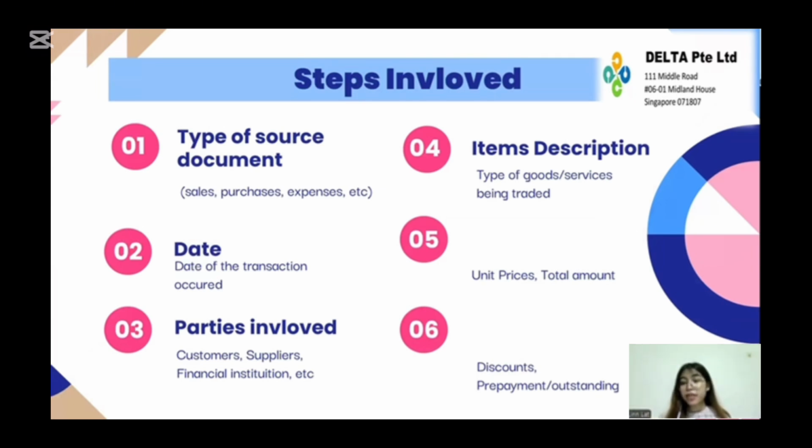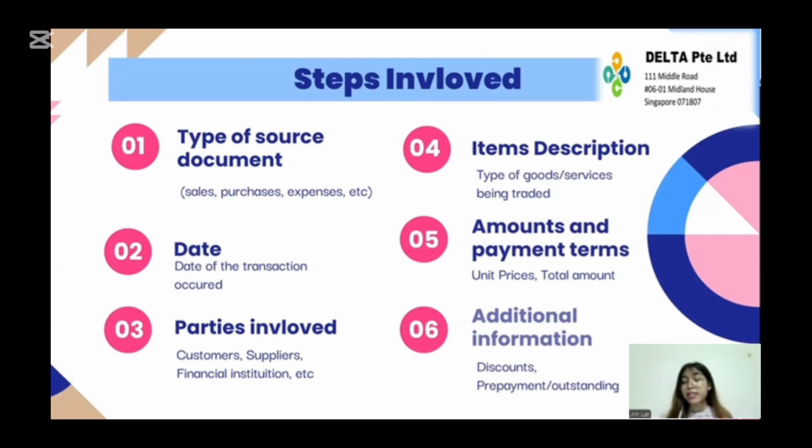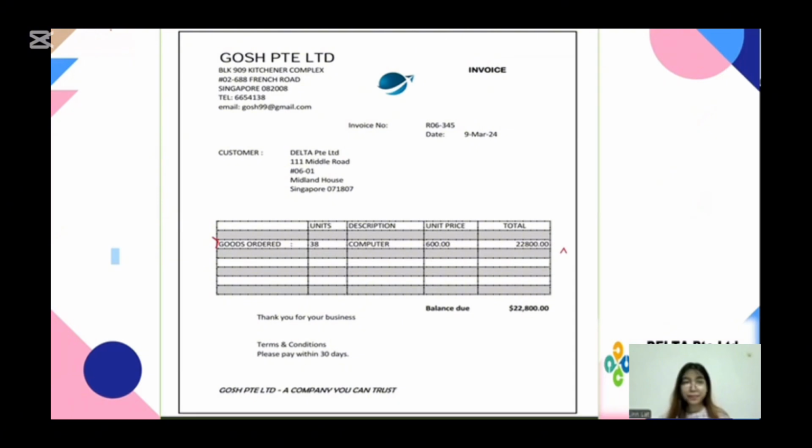And step 5, looking at the amount and the payment term, whether it's paid in cash or check. And step 6, the additional information like discounts, prepayment, or outstanding amounts, etc. Now, let's look at the examples. So this is our first example.